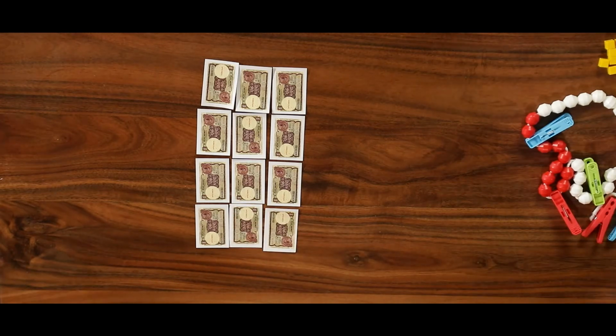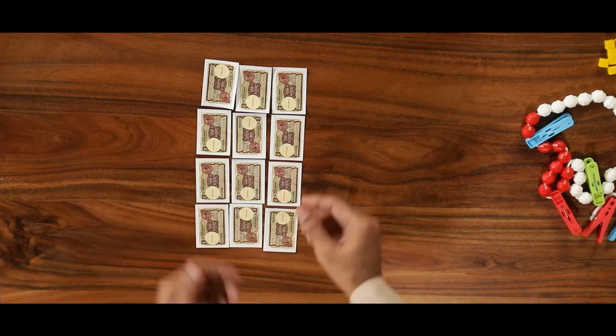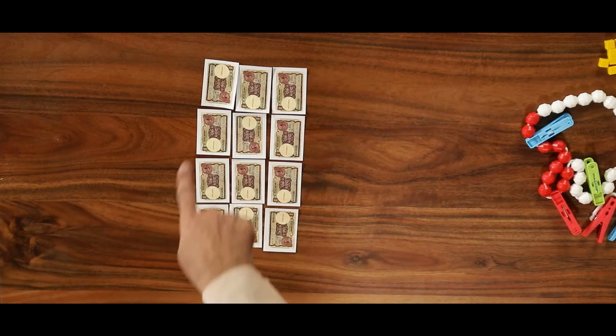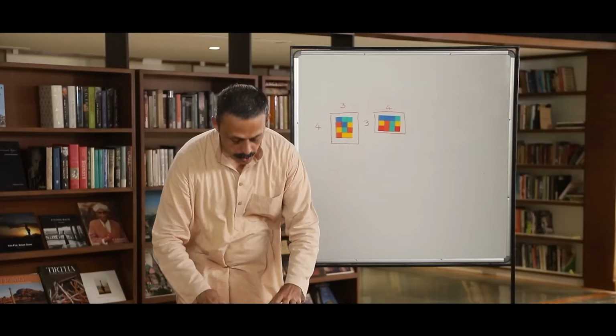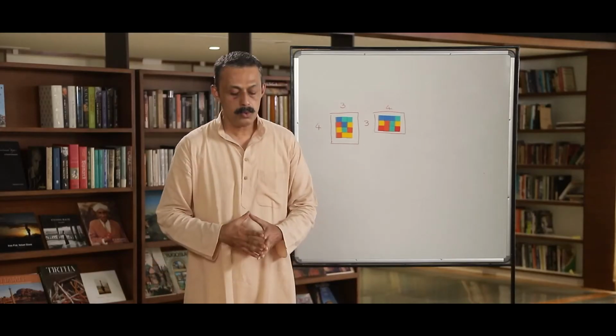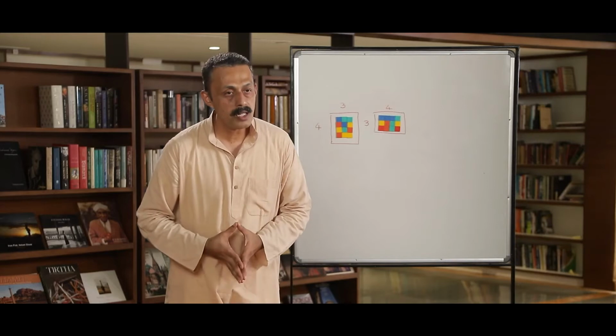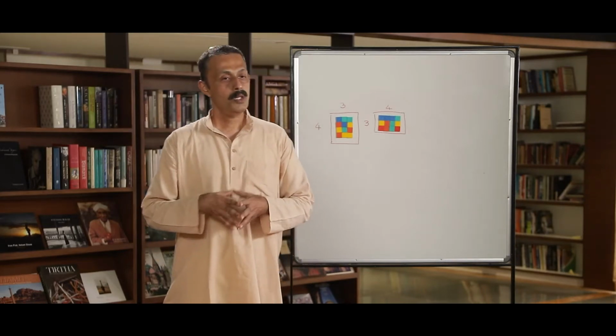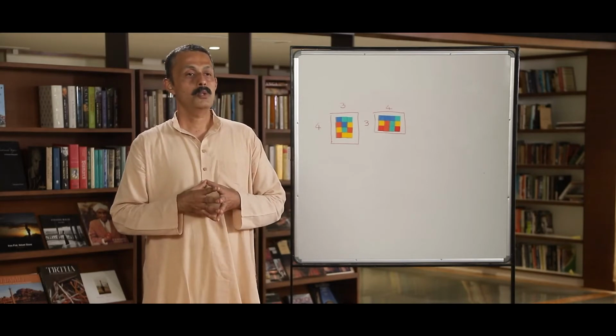So I had 12 rupees. I have given out that. I have given all 12 rupees to 4 people. 3 rupees each given out to 4 people, 12 rupees. The same will also look like a rectangle. We can see that here. Very clearly we can see.